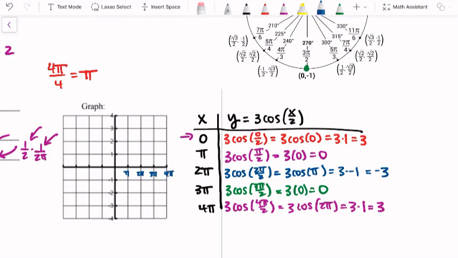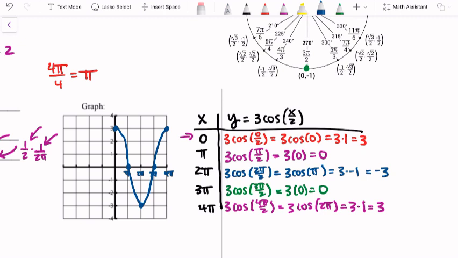Okay, so let's plot our points. So at 0, we are at 3. At pi, we are at 0. At 2 pi, we're at -3. At 3 pi, we're at 0. And at 4 pi, we're at 3. So then we plot, connecting our points. It looks something like this, okay?